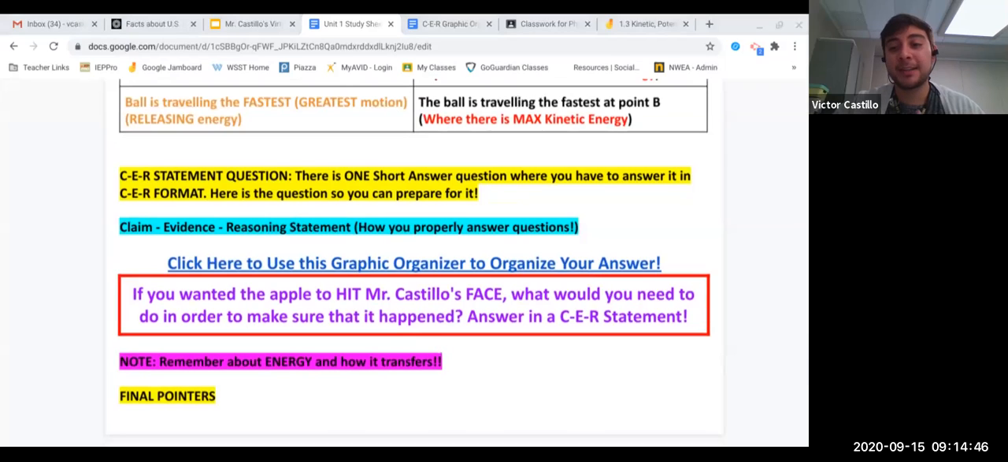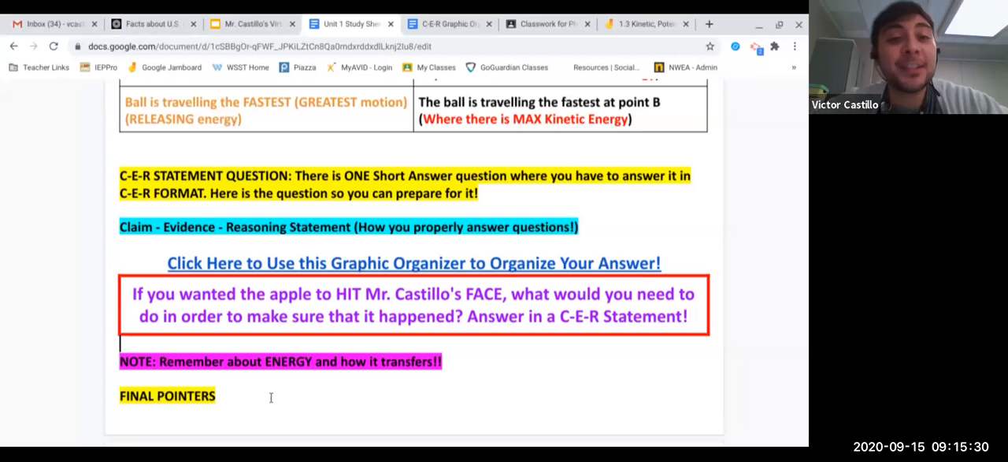So that's basically the extent of that question. Like I said, this is going to be the biggest part of your test. So make sure you are able to make a CER statement accordingly and make sure you're able to make it in a way that's very understandable.